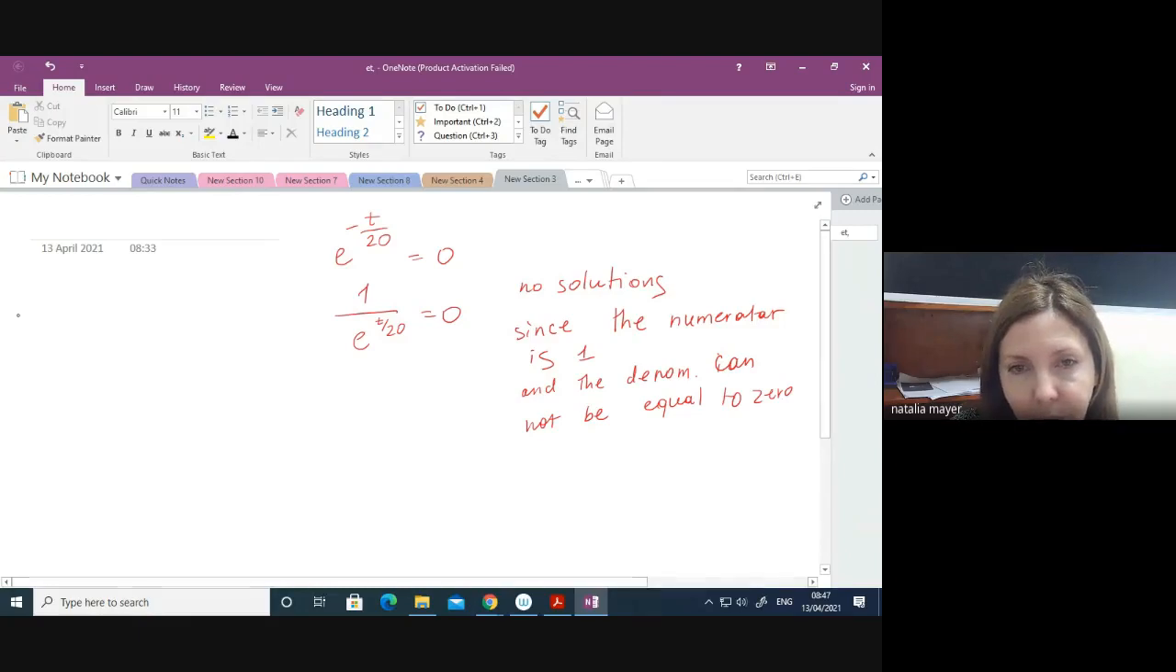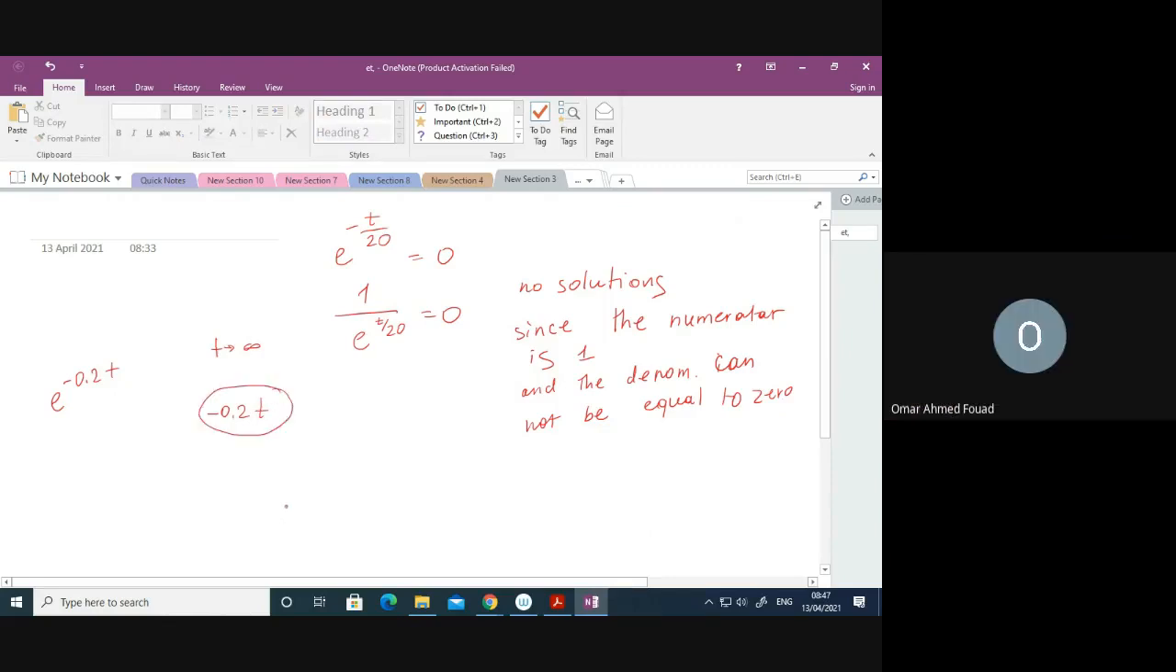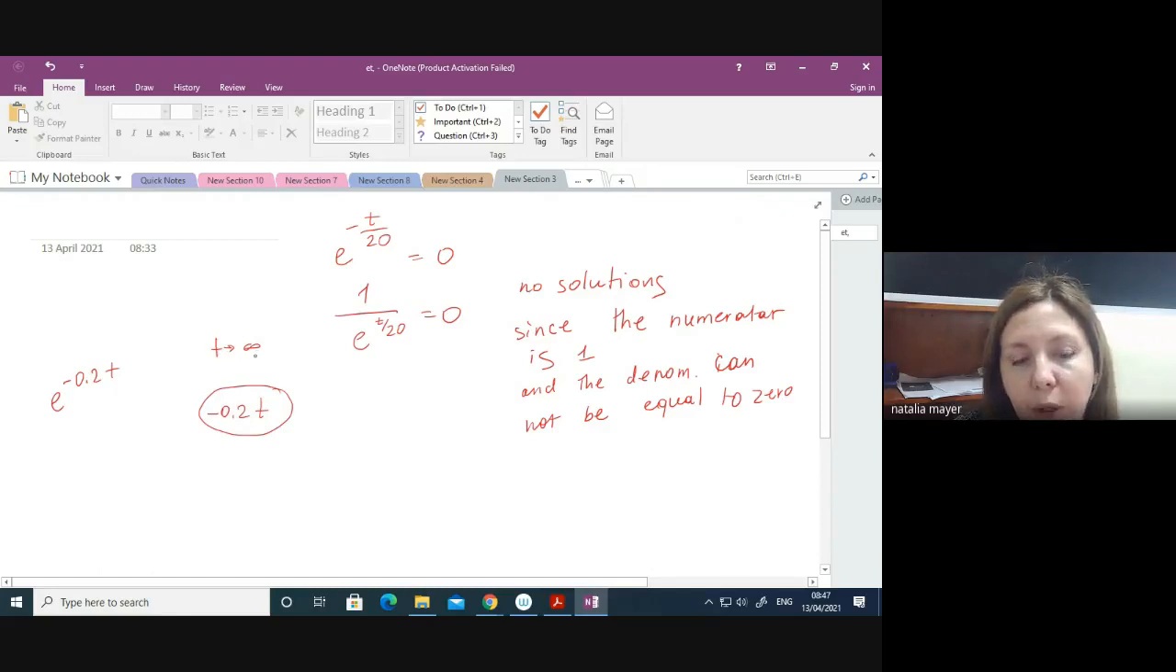e to the power of negative 0.2 t, okay? t is a big positive number. If t is a big positive number, what can you say about negative 0.2 t? How can you describe it? If t is a big positive number, what can you say about the product of negative 0.2 and t? It will be negative. Big negative number. Yeah. Big negative number, okay? This is the first thing.